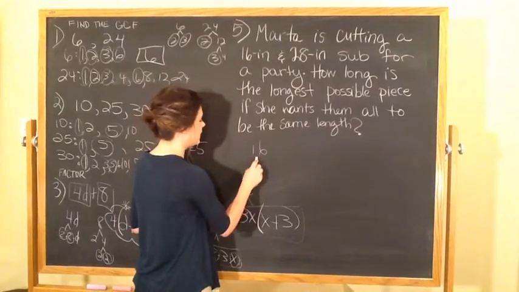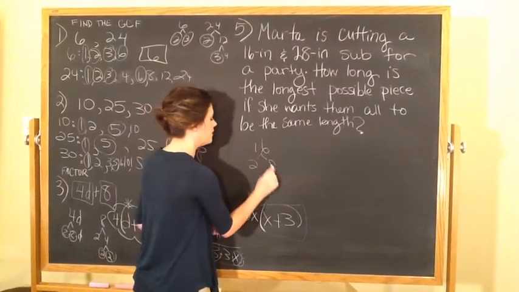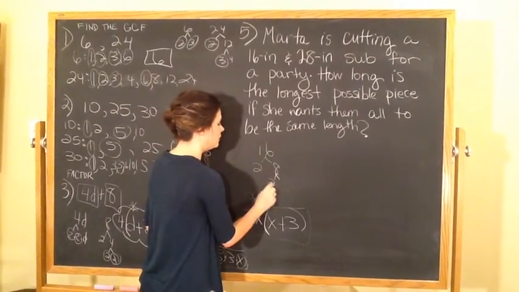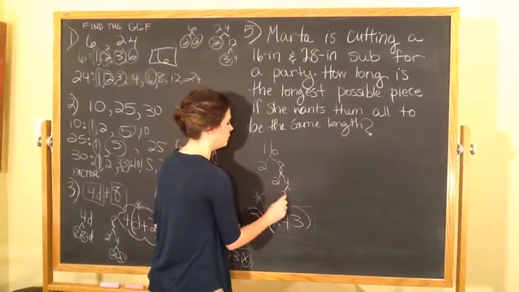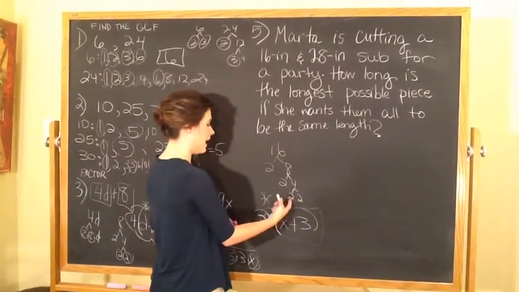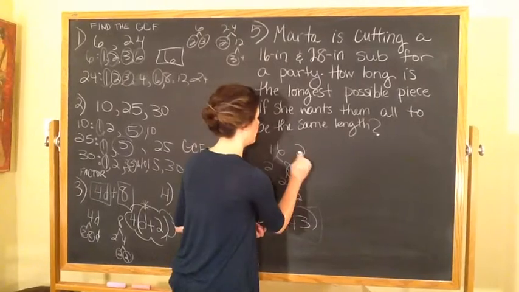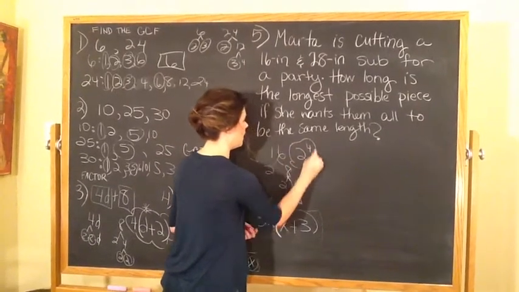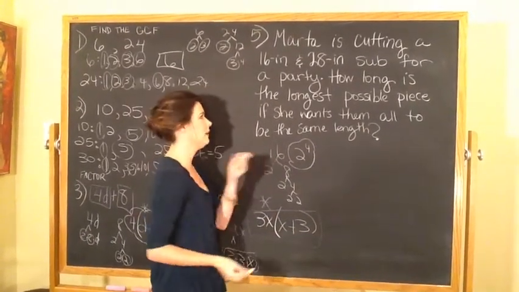In 16, let's go ahead and break it down. We have 2 times 8, and then 2 times 4, and then 2 times 2. So basically we have four 2s. So it's 2 raised to the 4th power. That's the prime factorization of 16.